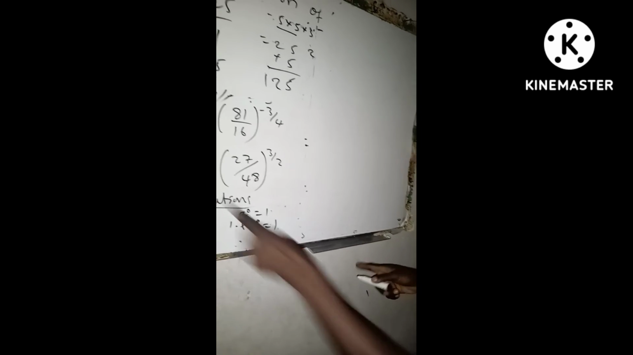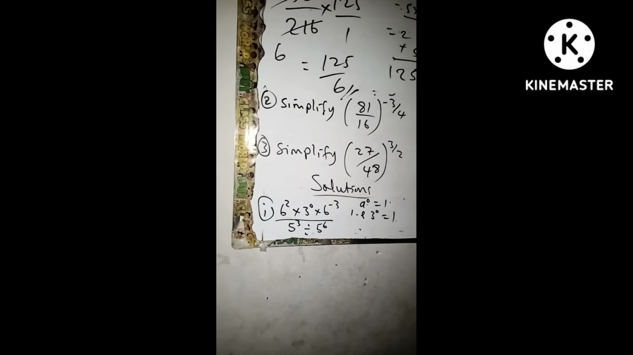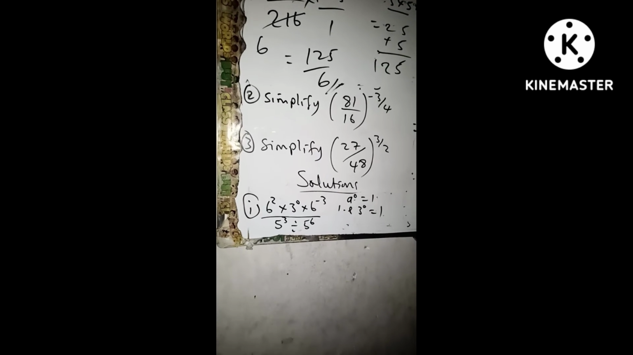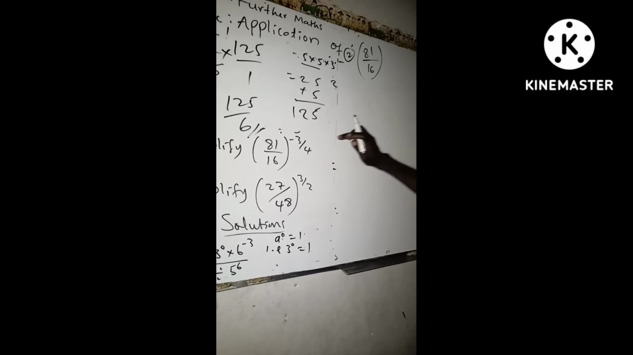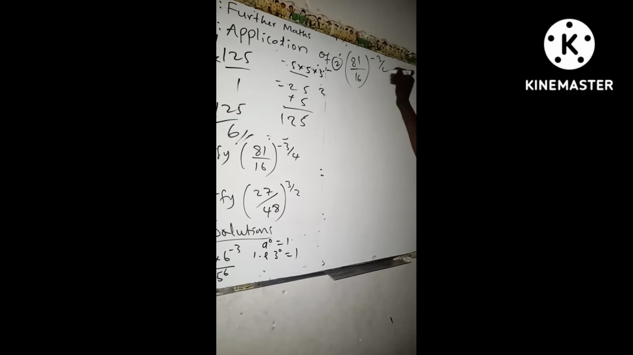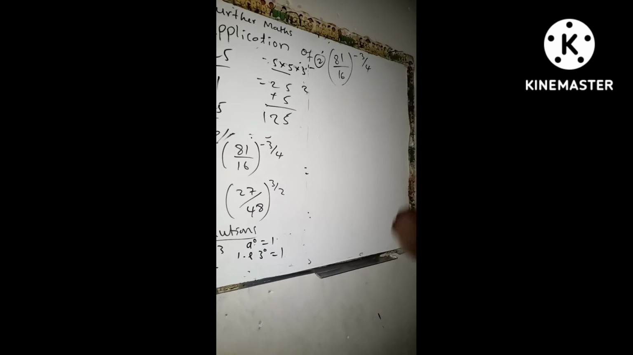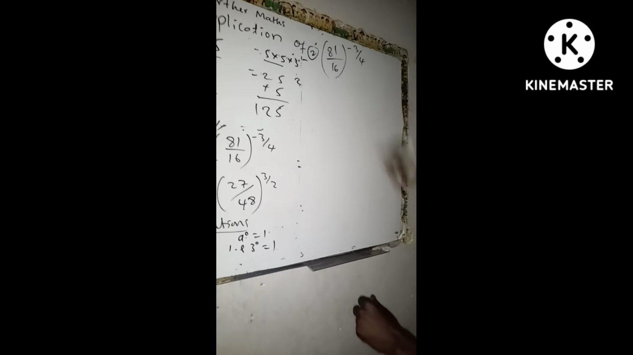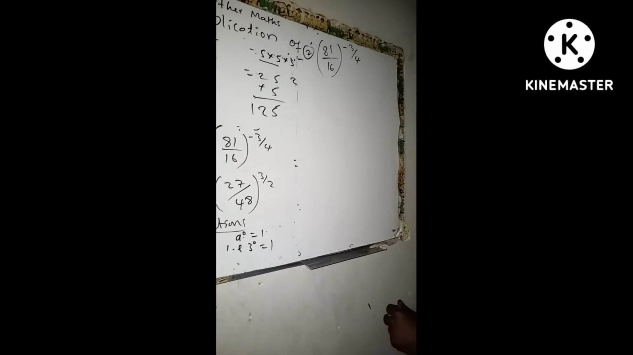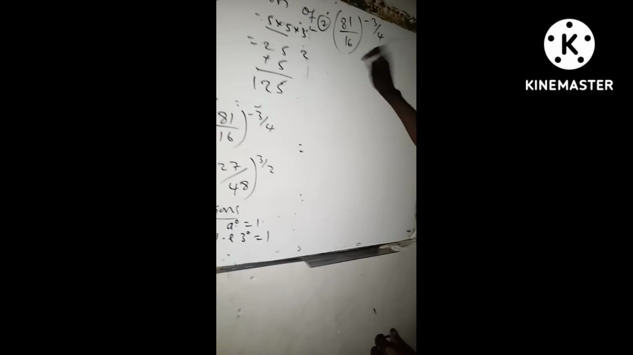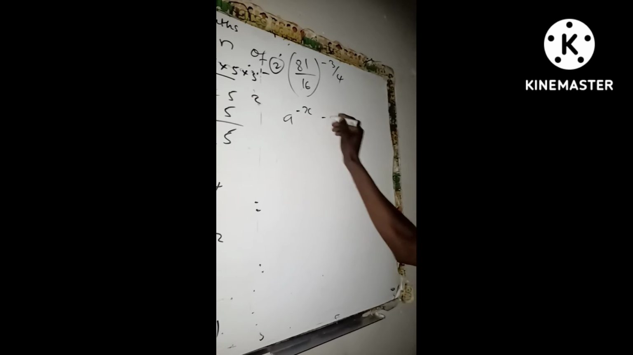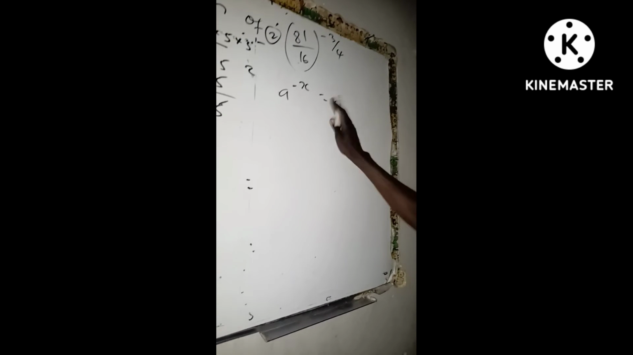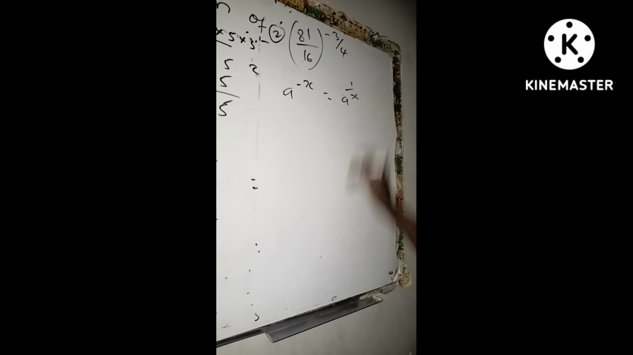The second problem is on the board here. Simplify 81 over 16 to the power of minus 3 over 4. Now this question has to do with the 6th law of indices and the 7th law of indices. First and foremost, we have to apply the 6th law of indices on this particular problem. And what is the 6th law of indices? It's written as a raised to the power minus x is equal to 1 over a raised to the power x.